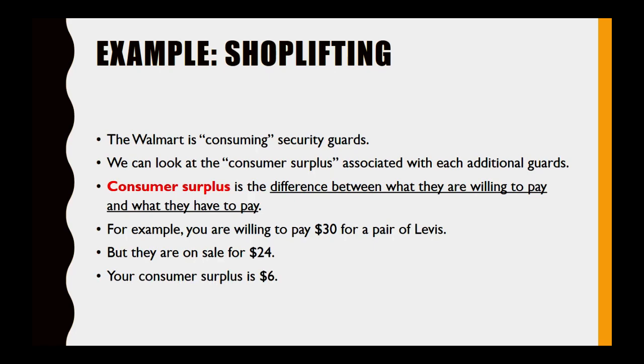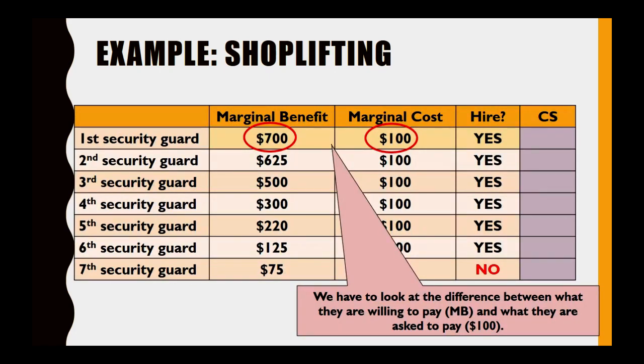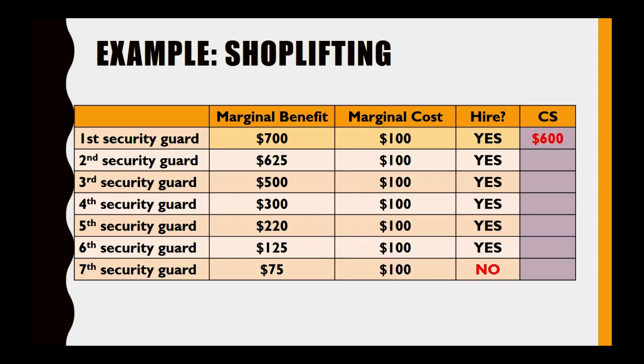All right, so let's calculate consumer surplus. We've already done it for the first guard, right? We're willing to pay $700. We're asked to pay $100. And that's where that $600 consumer surplus came from. Everyone agree? All right, so go ahead and calculate consumer surplus for the rest of the security guards.